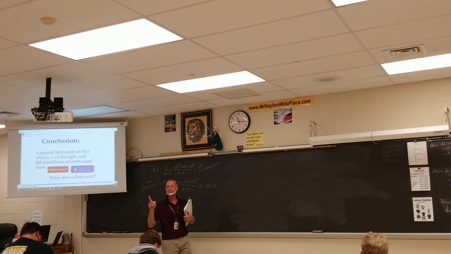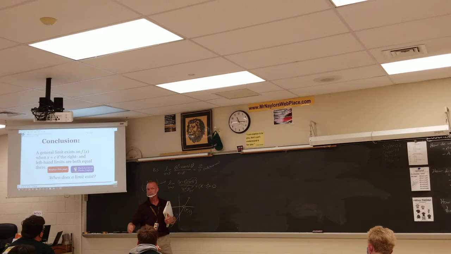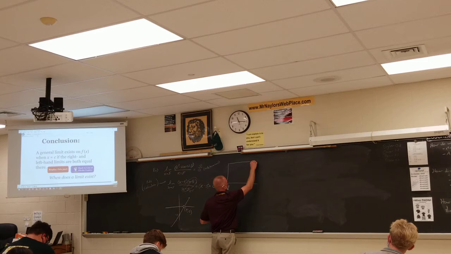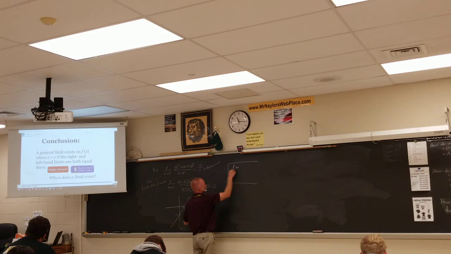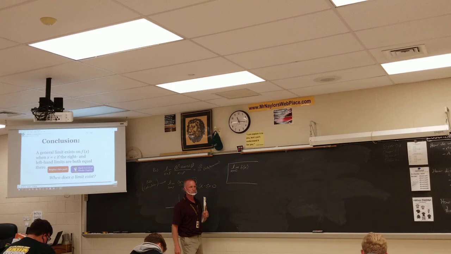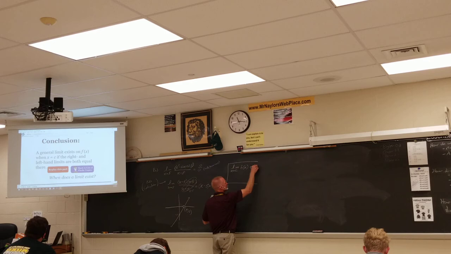You could also write it down with words, but I really want you to understand the notation. It shows in just a couple of days how much you're growing here. So the limit as x approaches c, it's always of something. It has to be of a function. So the limit as x approaches c of f of x exists.